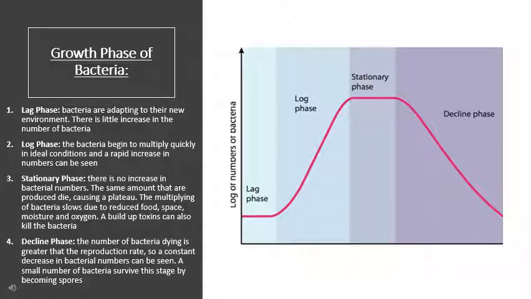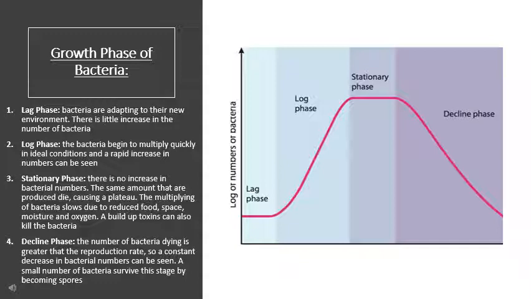In this diagram, we're going to look at the growth phase of bacteria. Bacteria grow in 4 different phases. The first stage is called the lag phase. During this process, the bacterial cells are adapting and getting used to their new environment. So the amount of new bacteria reproduced is relatively low.